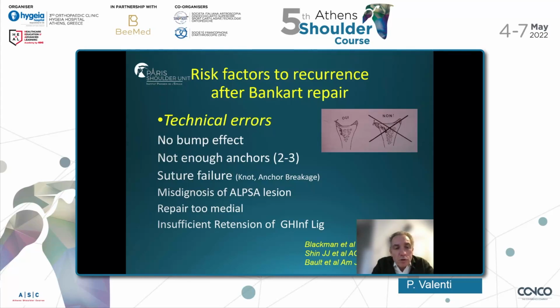Sometimes there is a suture failure. You don't do a good diagnosis of the ALPSA lesion. Sometimes you repair but too medial, and sometimes you don't do enough retension of the inferior glenohumeral ligament. We want to avoid these technical errors when you do a Bankart repair.